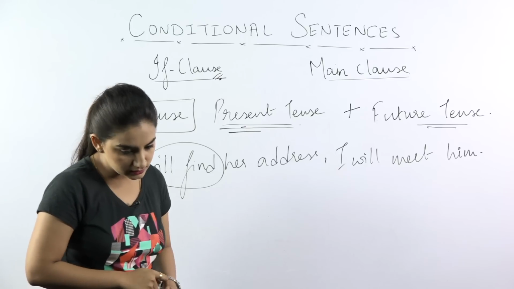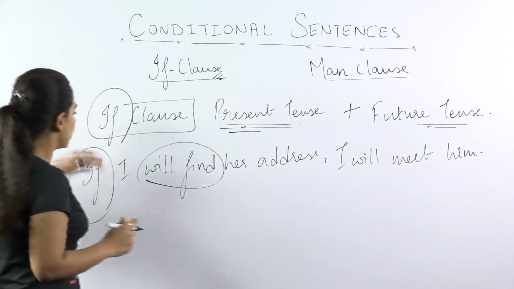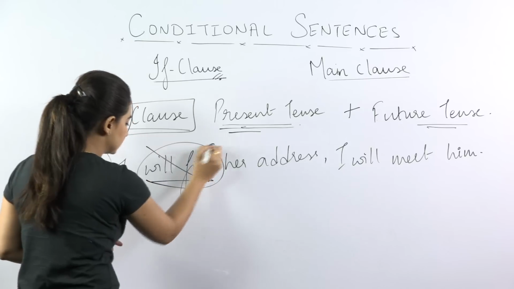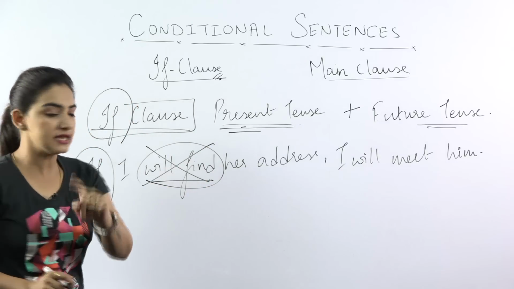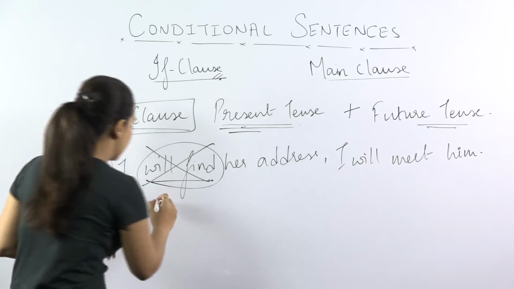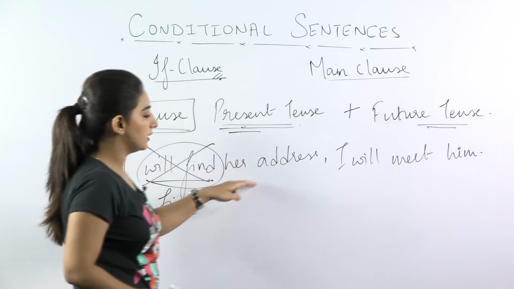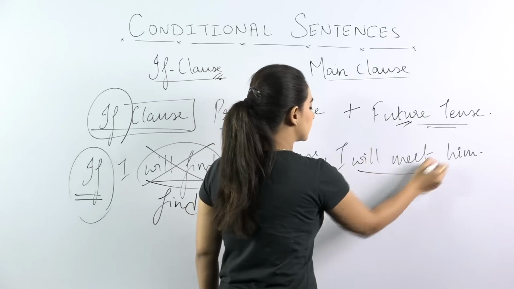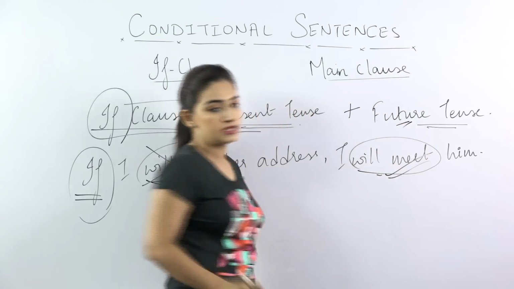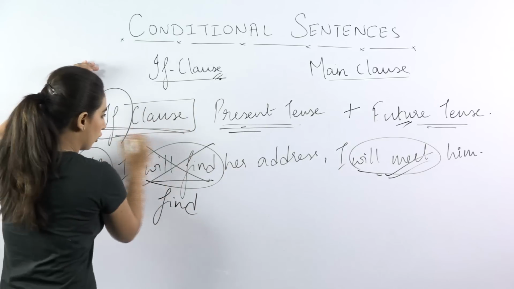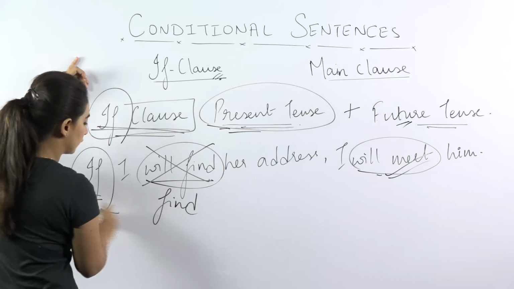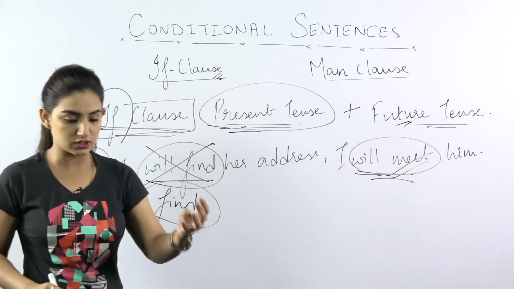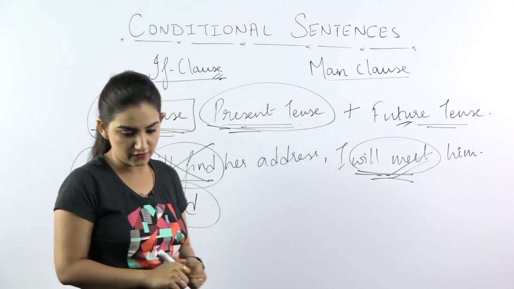Very good. Very good. क्या होगा? If we have if clause in this sentence, the following verb should be in present tense. That means will find will be incorrect, and the correct sentence will be if I find her address, I will meet him. Now here the other part should be in future tense. That's absolutely correct. So if the if clause is given in present tense, future tense will be used in the main clause. ठीक है? If I find her address, if I find, very good.